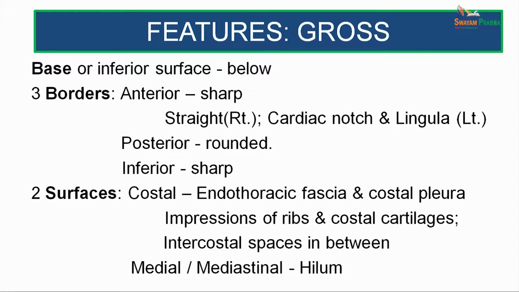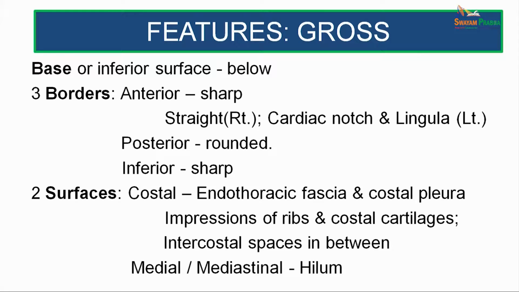The posterior border is rounded and rests on the paravertebral gutter and is related to the upper 10 thoracic vertebrae. The inferior border is sharp and it encloses the base.